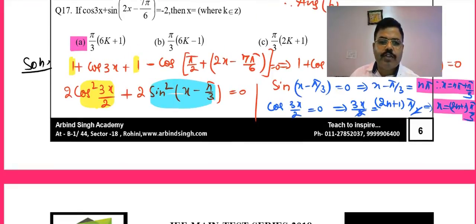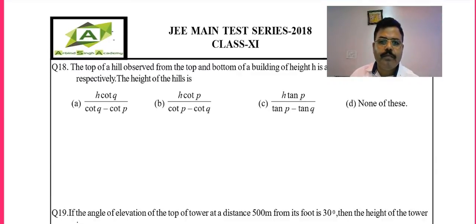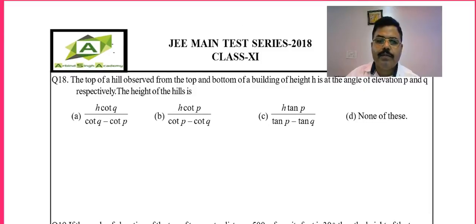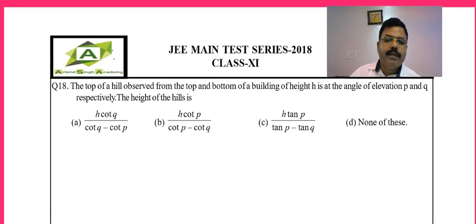Now, the next question is question number 18. So what is that? Try to understand. The angle of elevation of the top of a hill observed from the top and bottom of a building of height h.